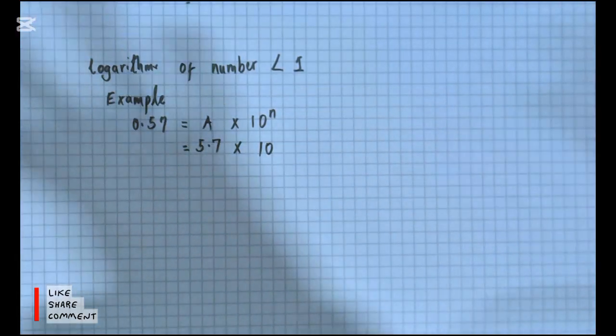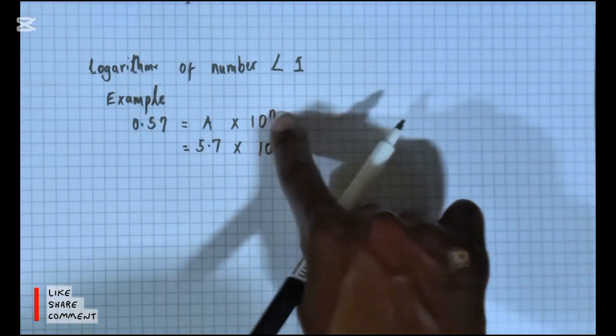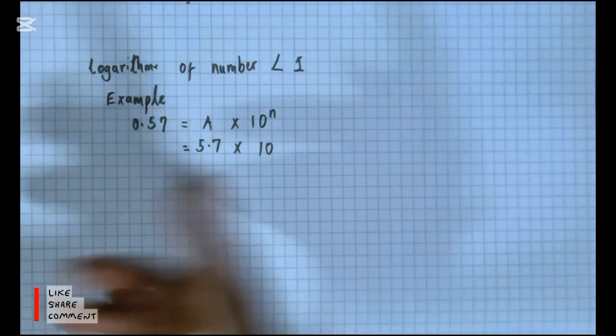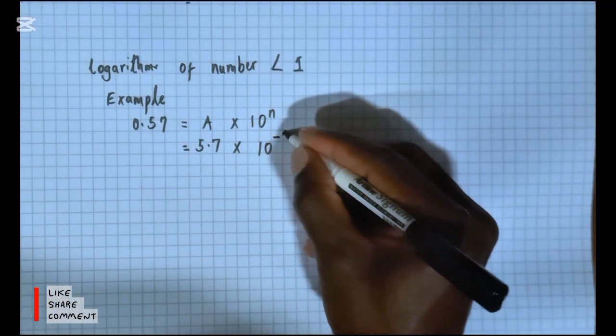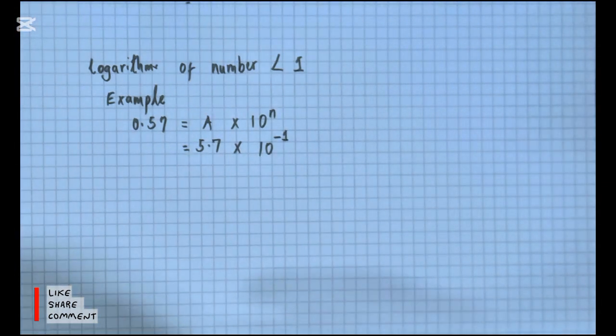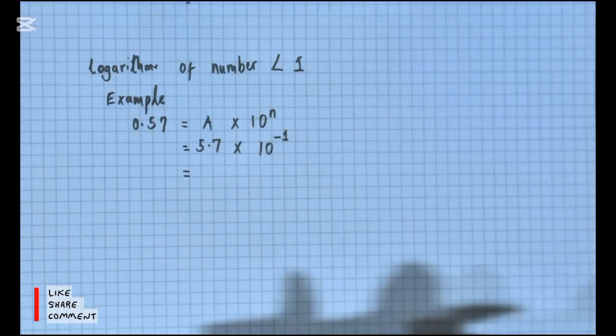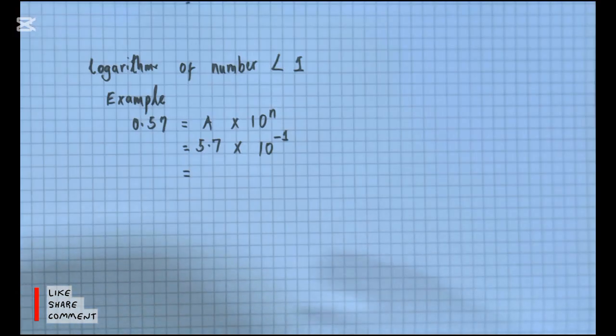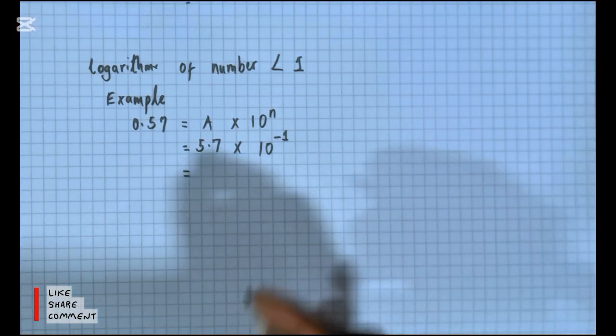So the number of times we moved that decimal point is what's going to form the value of n, and also the direction. Because we moved it to the right, it's going to be -1. We moved it to the right only once. So for us to find the characteristic, remember when you're finding logarithms, we have characteristics and we have the mantissa of whatever forms the log of a number. And so -1 here, which is the power of 10, is going to form our characteristic.